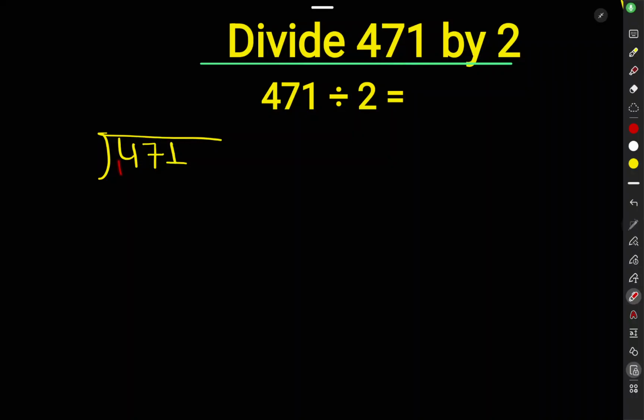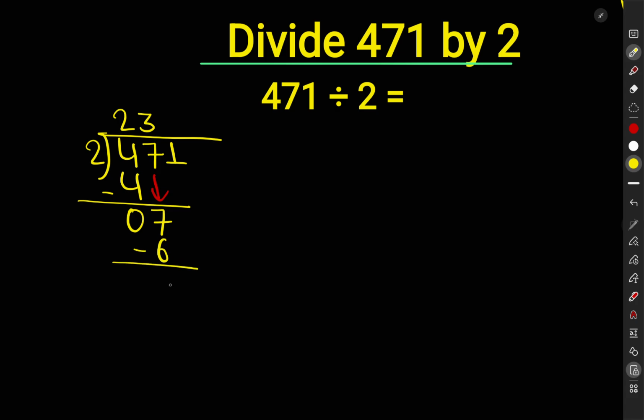We divide 471 by 2 in long division method. 2 times 2 is 4. On subtracting it is 0. We put down this 7 and 2 times 3 is 6. On subtracting it is 1.